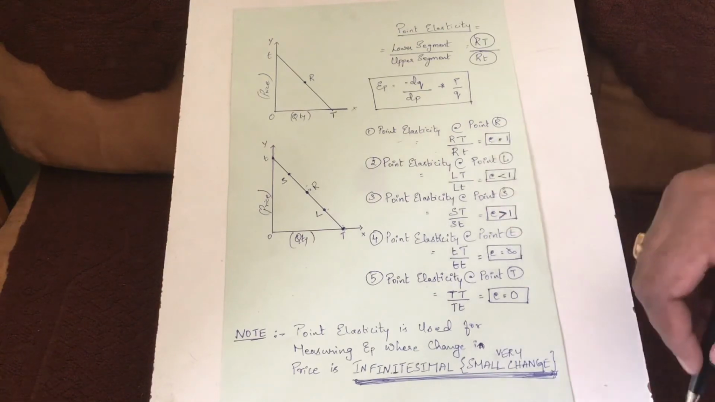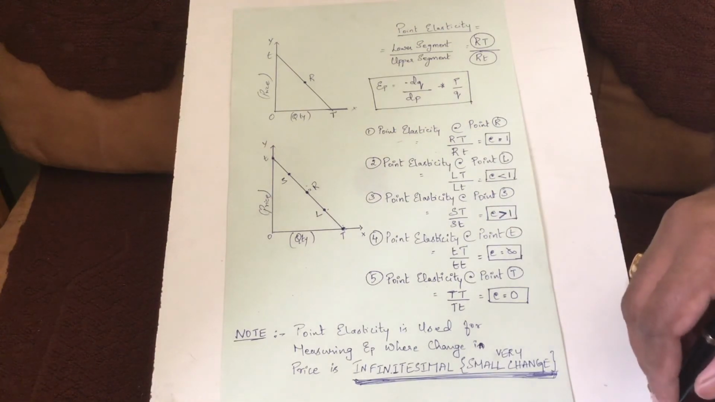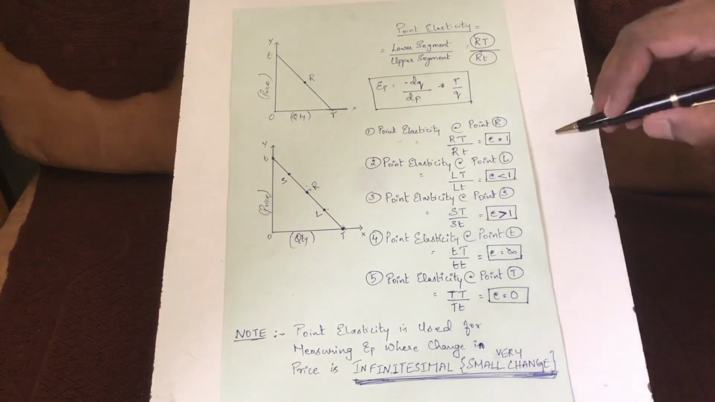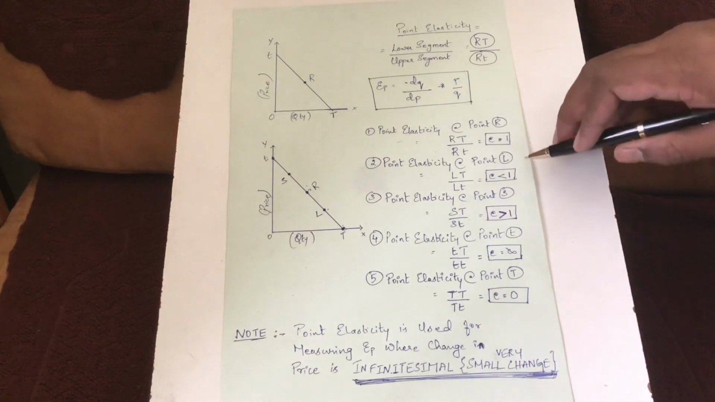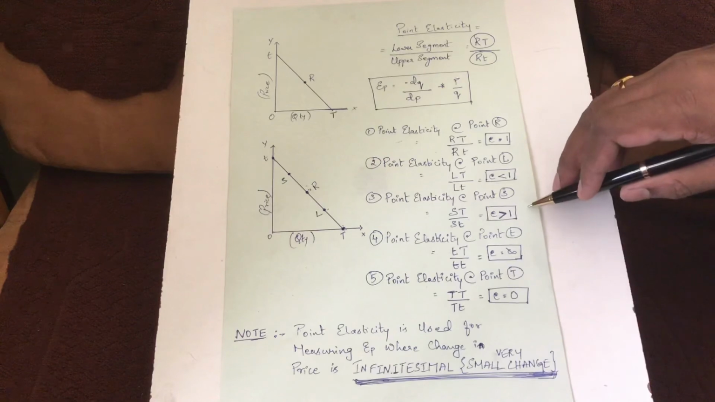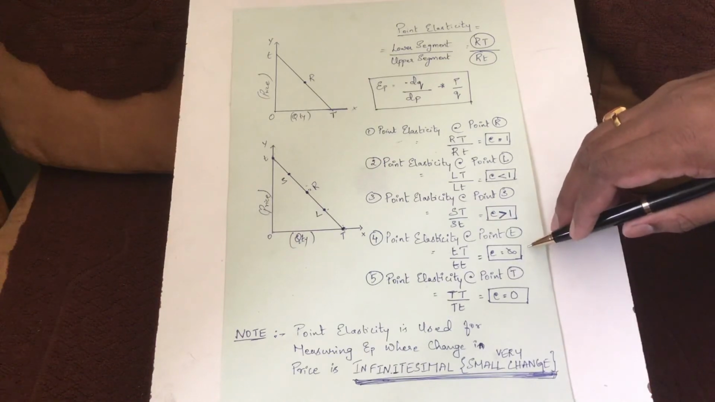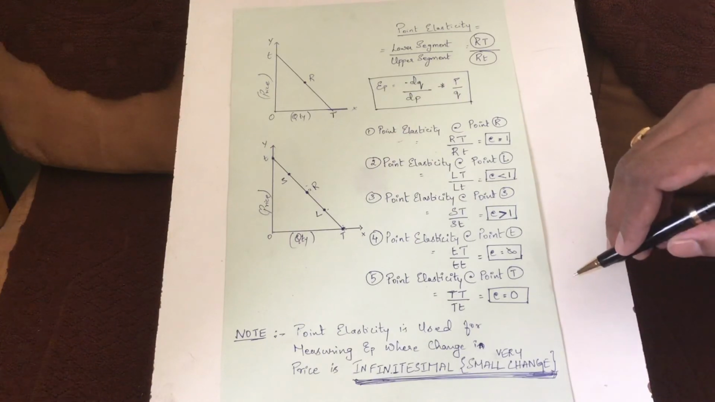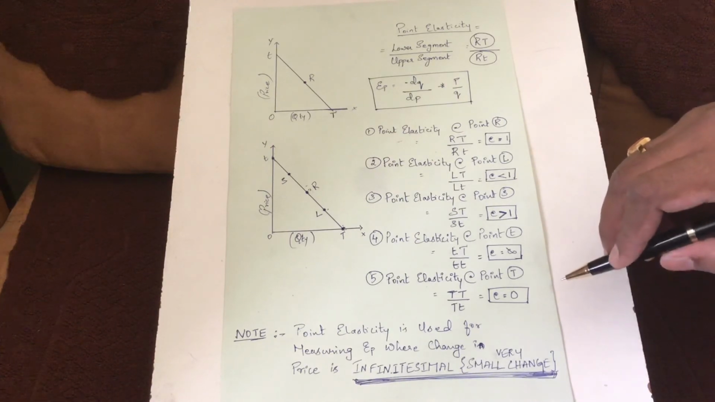Now in my next session, after discussing arc elasticity and the total outlay method, I will also explain the interpretations of what is meant by E equals 1, E lesser than 1, E greater than 1, E equals infinity, and E equals 0. I hope you have understood when we have to use point elasticity.